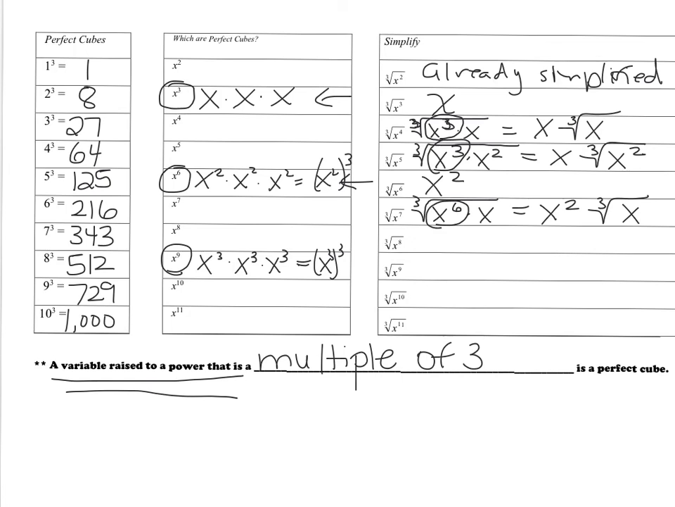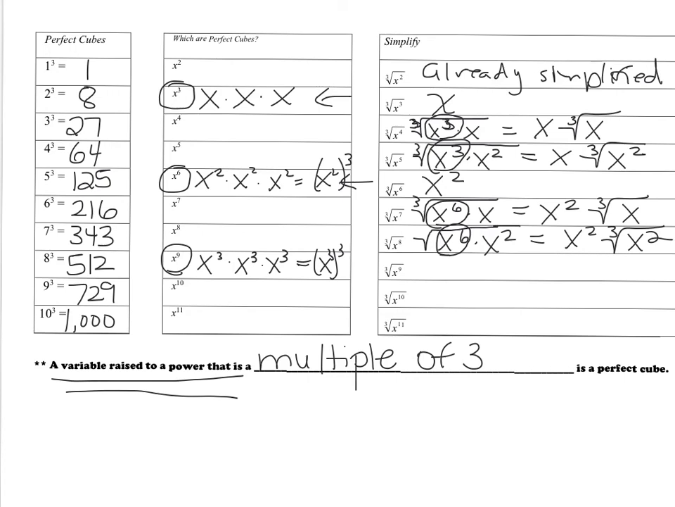The cube root of x to the 8th. Again, 8 is not a multiple of 3. So we're going to do x to the 6th times x to the 2nd, right? Because isn't 6 plus 2, 8, right? And x to the 6th we know is done. The cube root of x to the 6th is x to the 2nd. And then you're left with the cube root of x to the 2nd on the inside of the radical.